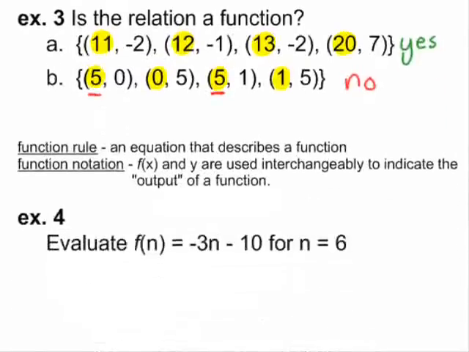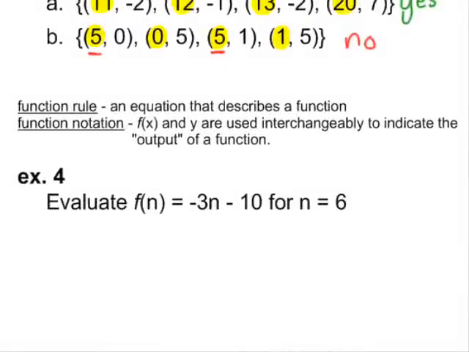Alright, we have a few more definitions to cover. Almost finished. We have the definition of function rule, which means that it is an equation that describes a function, and function notation is f parentheses x, and we pronounce that f of x. And f of x and y are used interchangeably to indicate the output of a function. So when you're working with function rules, we're going to have input, a number that we're going to put into the equation, and the output, which will be f of x and y, will be our answer.